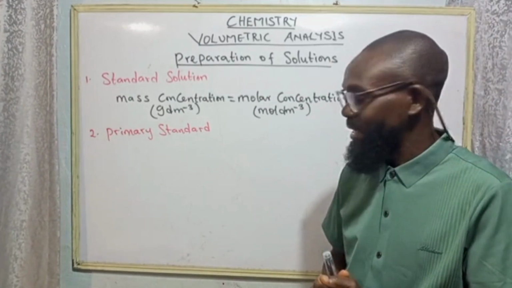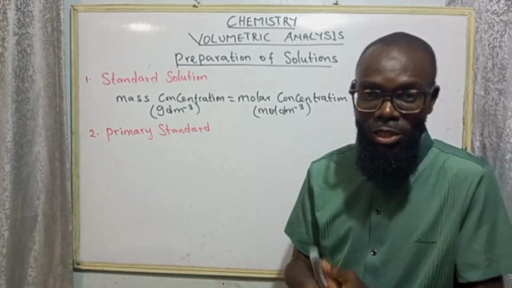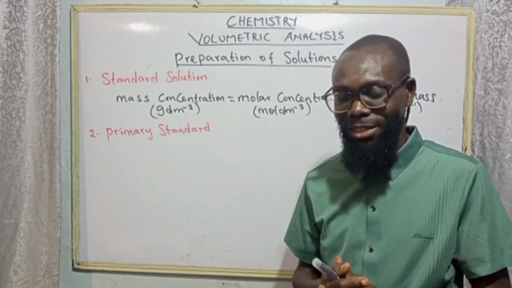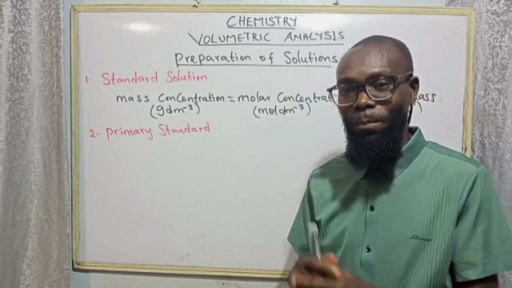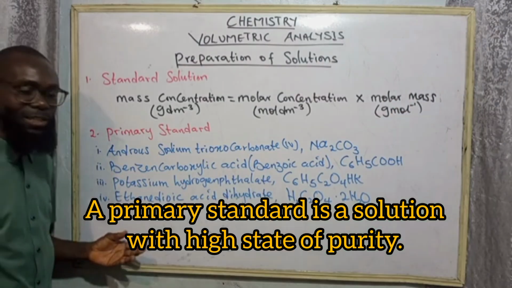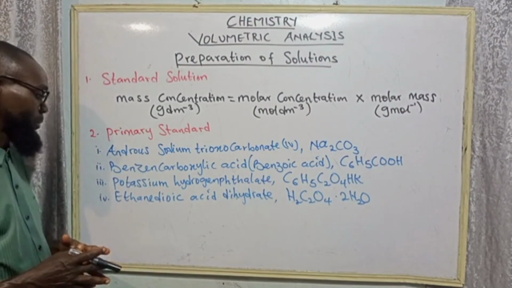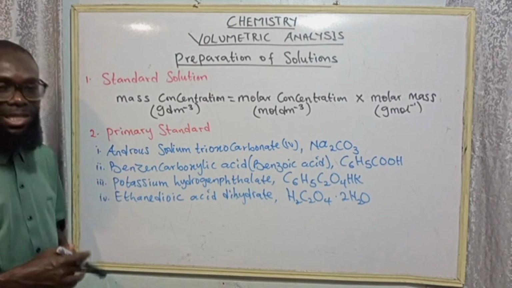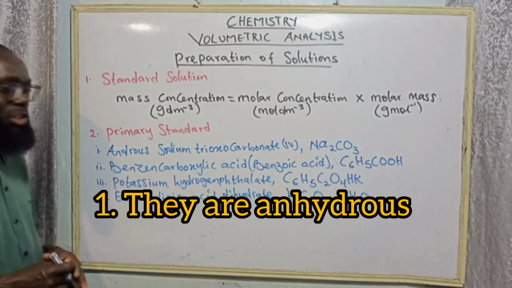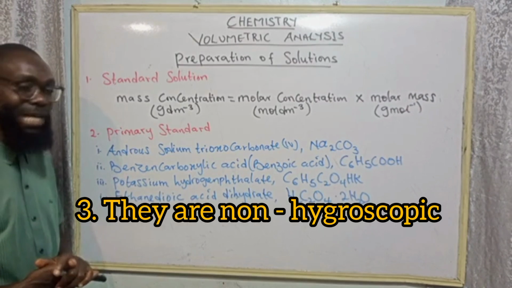Examples of primary standard are anhydrous sodium trioxocarbonate(IV), benzoic acid, ethanedioic acid, and so on. These are prepared in a high state of purity. These are examples of primary standard. One, anhydrous sodium trioxocarbonate(IV). Two, benzene carboxylic acid, which we know as benzoic acid. Three, potassium hydrogen phthalate. Then the last one is ethanedioic acid dihydrate.